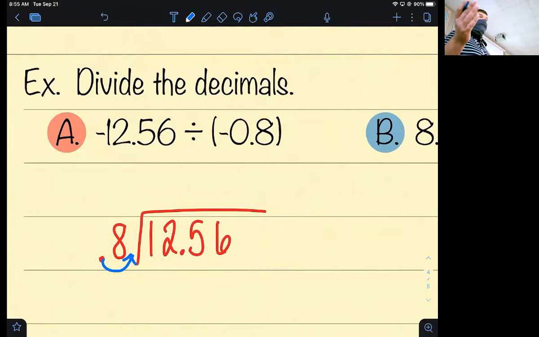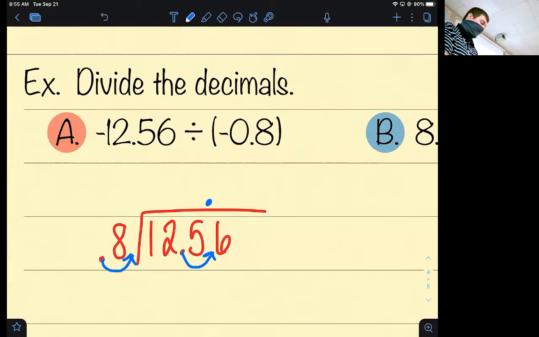Now I'm just dividing by 8. Have you divided by 8 before? Of course you have. In order to do that, I also have to slide the inside decimal point over 1 spot to make it 125.6, and just go ahead and float it right up to the top. Now, instead of doing 12.56 divided by 0.8, I'm doing 125.6 divided by the whole number, 8, which I've done before.